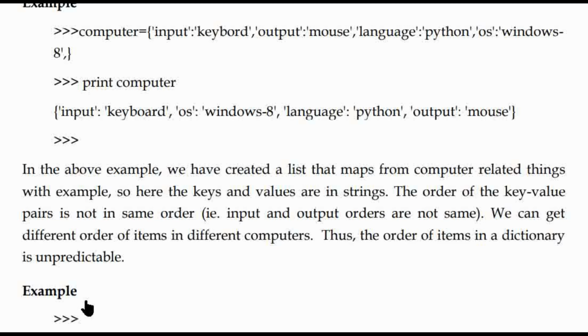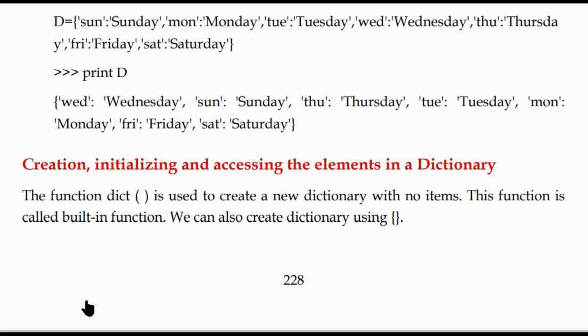Example: D is equal to SUN Sunday, MON Monday, TUE Tuesday, Wednesday, Thursday, Friday, Saturday. Print D. The output is Wednesday, Sunday, Thursday, Tuesday, Monday, Friday and Saturday.